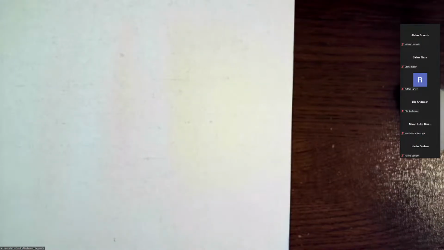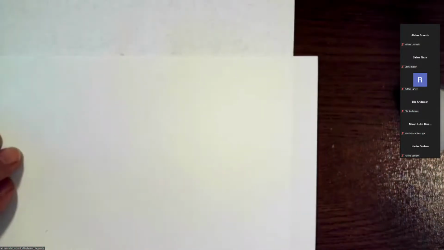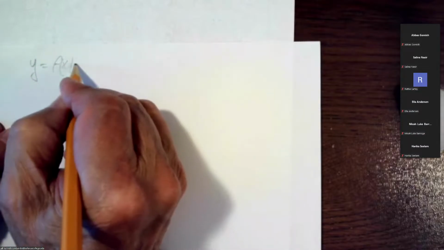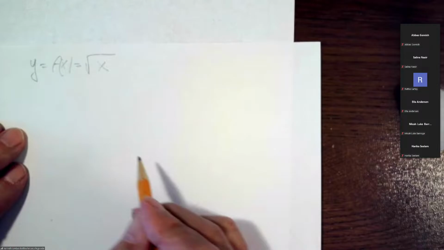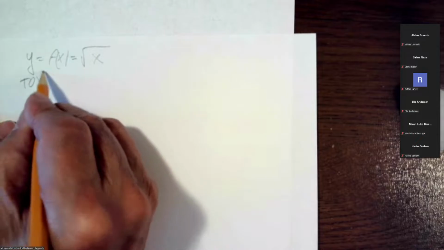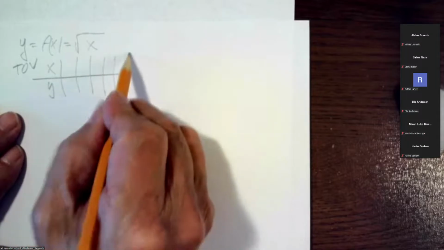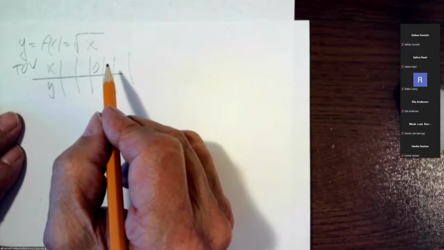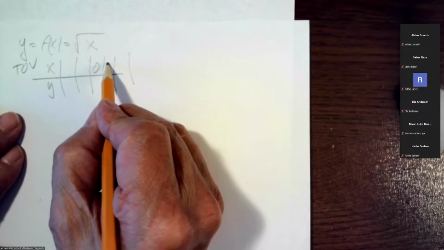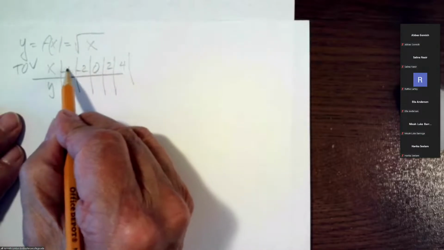Okay, let's try the square root function. Let's say I have y equals f of x equals the square root of x. And I go through the same procedure. I create a table of values and I plot some points x and y. And maybe I go 0. And since I'm taking the square root, maybe I'd take 2 and 4. And maybe -2 and -4.